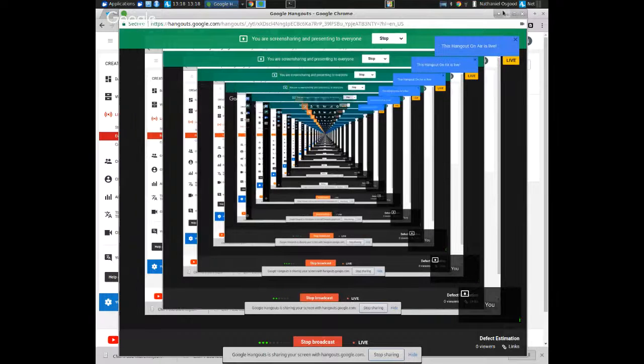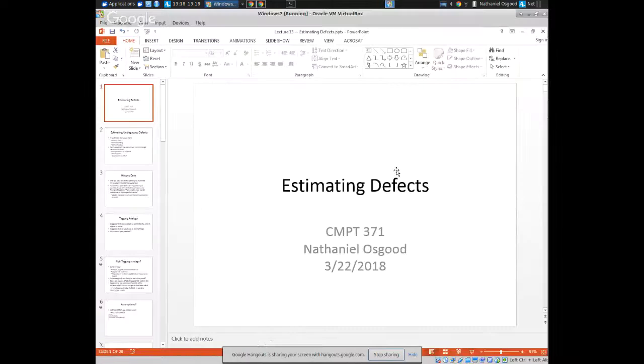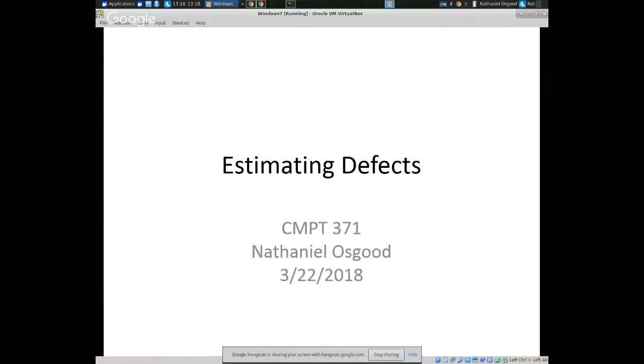to your project. Specifically, we're going to be talking about defect estimation as a technique. And in fact, we'll touch on 3 different methods for estimating defects.